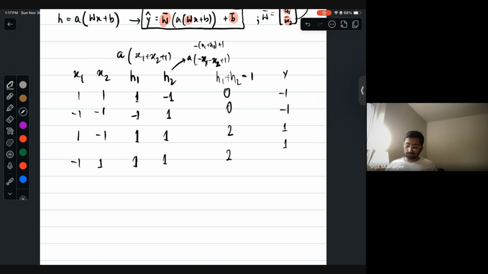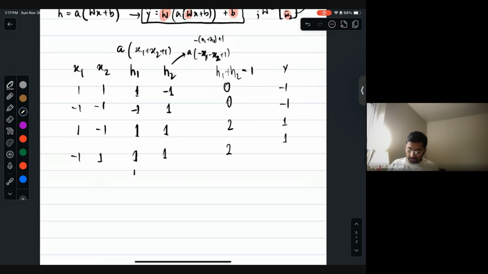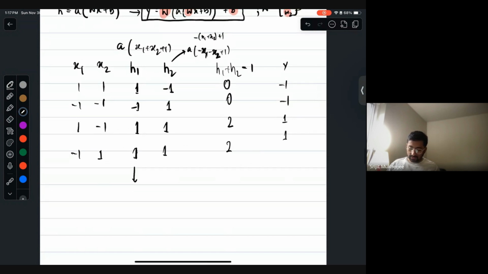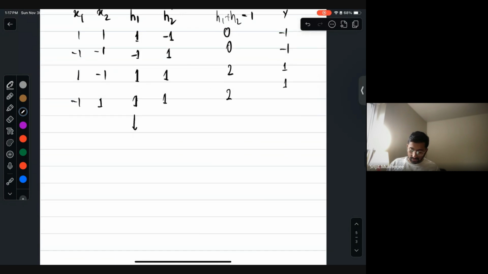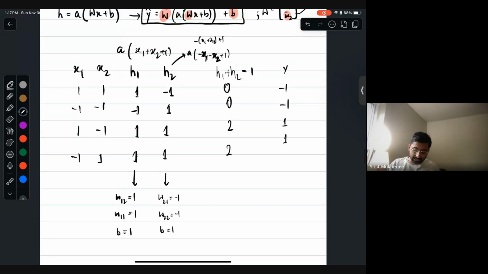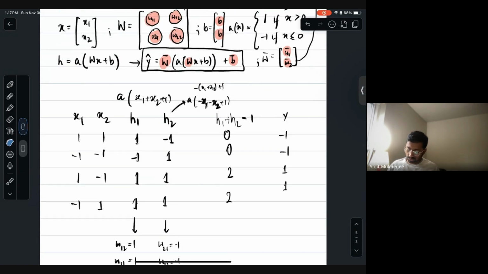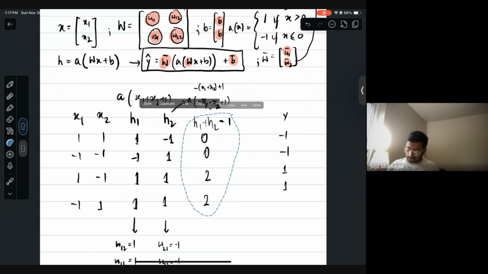So this is the second neuron. You can see here the bias is 1. Here you can see that W12 is equal to 1, W11 is also 1, and B is equal to 1. Here you can see that W21 is equal to -1, W22 is equal to -1, and B is the same anyway. Now let's calculate this W hat 1 and W hat 2.